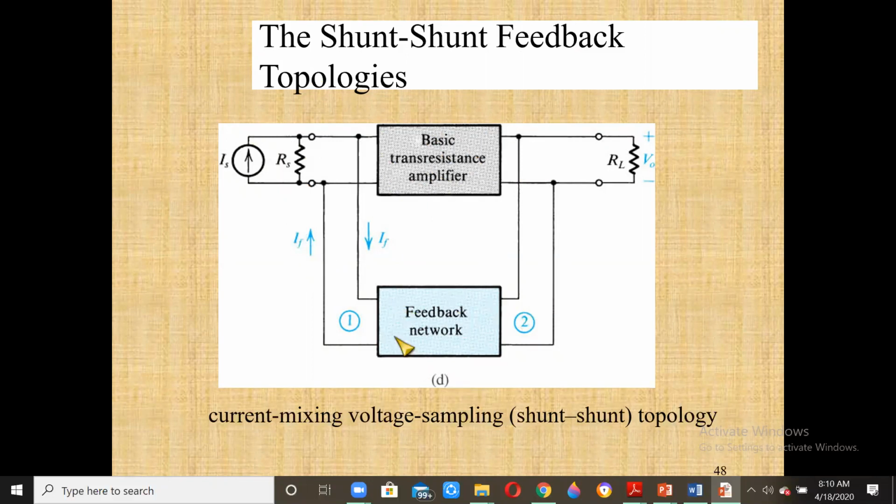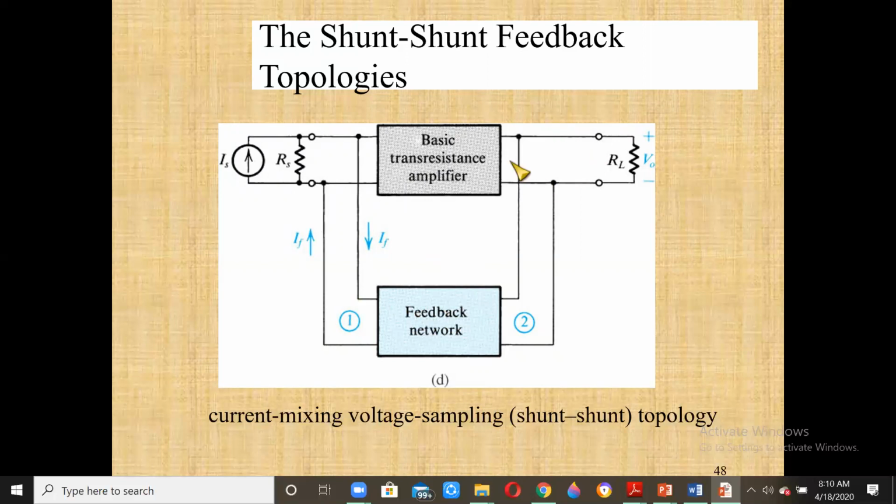IF will be equal to beta V naught, so beta will be equal to IF by V naught. And that will give us the feedback network, which is conductive in nature. So it will be a transconductance.